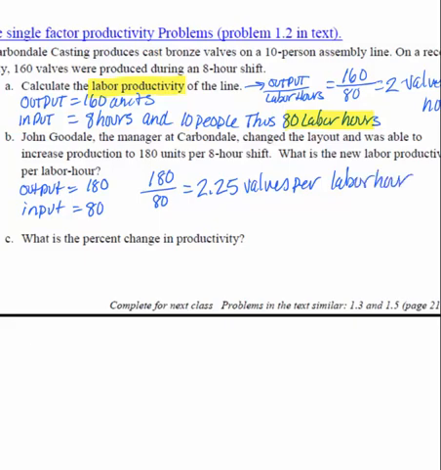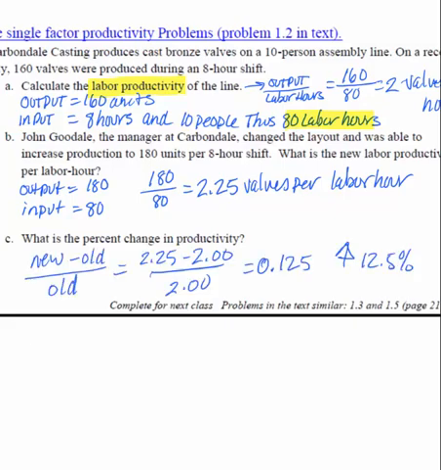So we can then calculate the percent change in productivity by taking new minus old divided by old. We set it up and compute the change. We divide it by 2, because that's the old, and we have an increase in productivity of 12.5%.